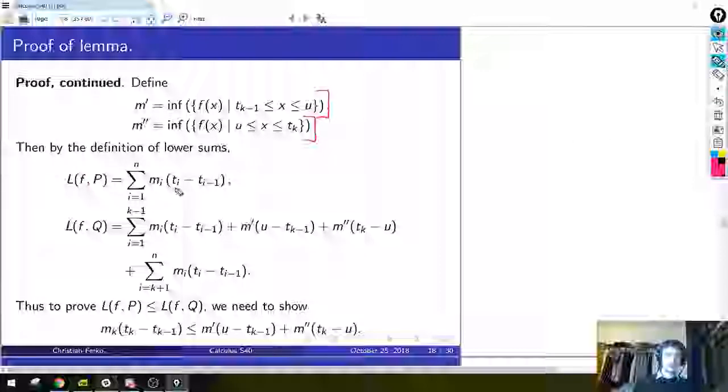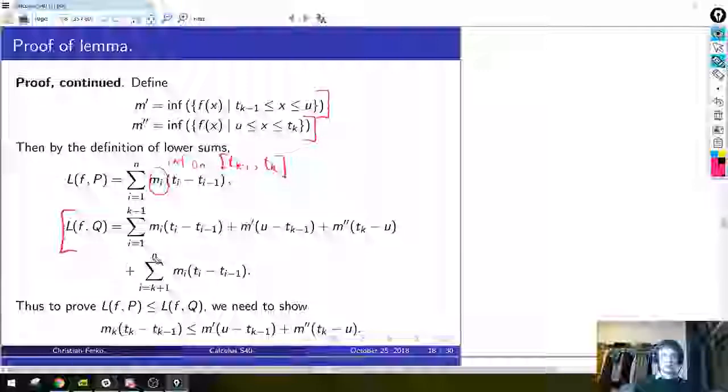Well, in P it's easy, right? Because if we just define the M sub i's, so remember this is the inf on T sub K minus 1 up to T sub K. Notice we have to do minus 1 because the first one is indexed 0, but this sum starts at 1, so 1 minus 1 gives you the T0. So L is the sum of the infimums, the infima, in the old partition P.